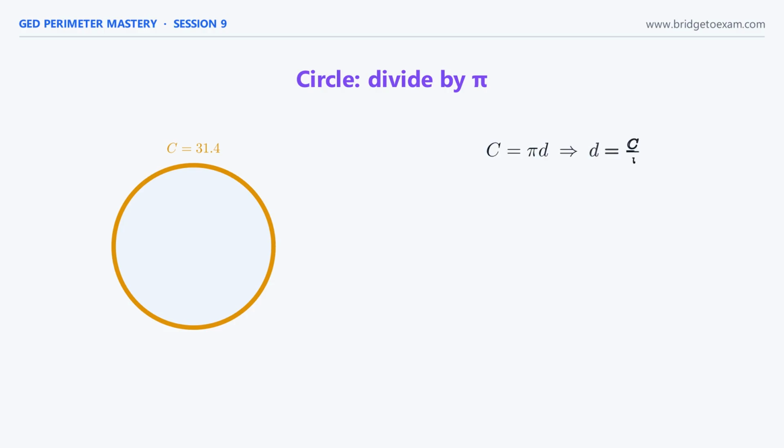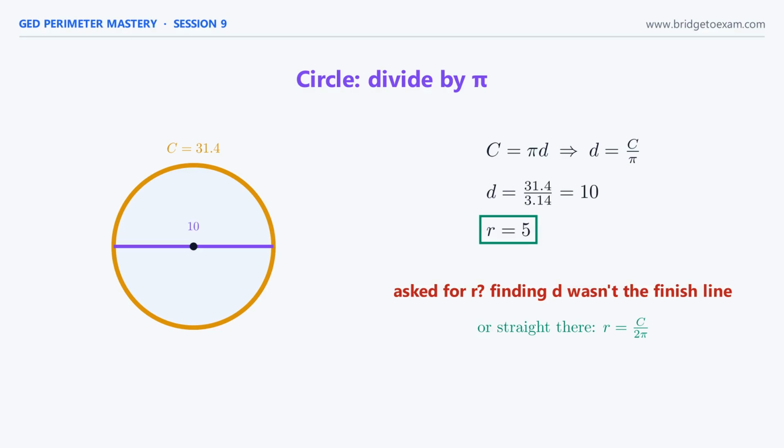Circles reverse too. From C equals pi d, the diameter is C over pi. Circumference 31.4 gives diameter 10, so the radius is 5. And notice, if they asked for the radius, you weren't finished at the diameter. You can also go straight there. R equals C over 2 pi.